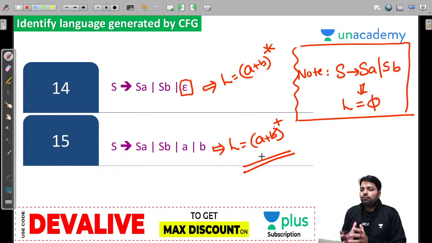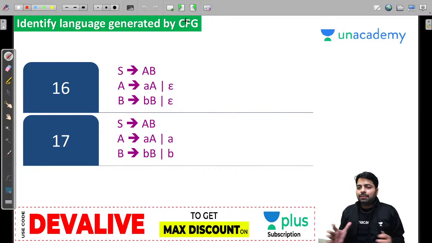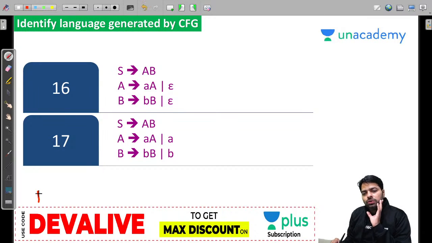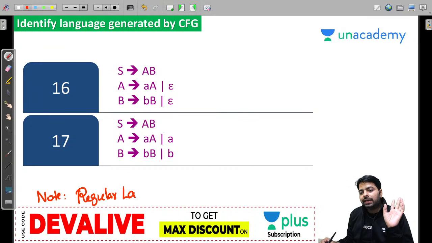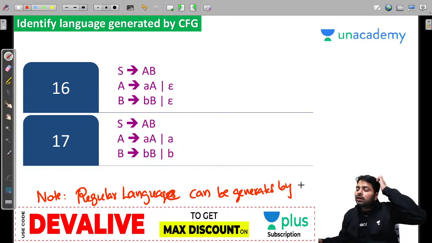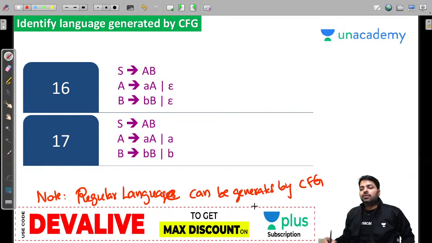Now we have to focus on more grammars which are not regular but which are context-free grammars. How can we understand them? Okay, let's slowly begin. Now this grammar is not a regular grammar. Yes or no? Whether the language is regular or not doesn't matter. Note, first note, guys. Regular language can be generated by non-regular grammars also, that is CFG. Non-regular language is also possible by CFG.